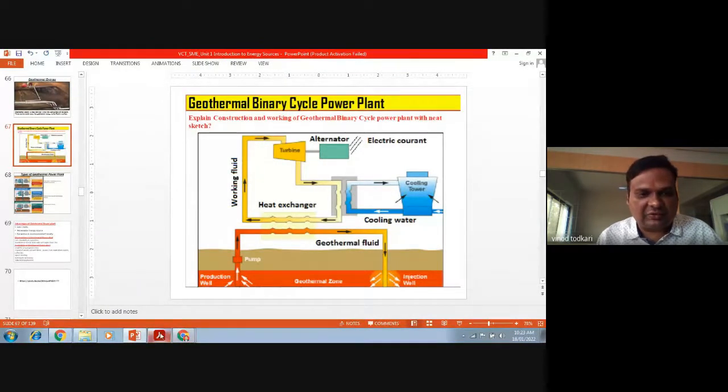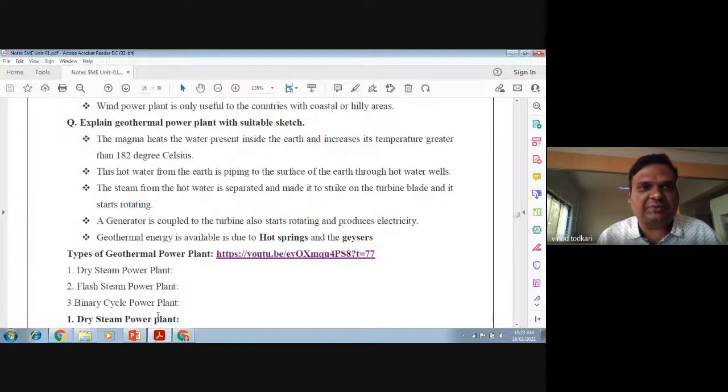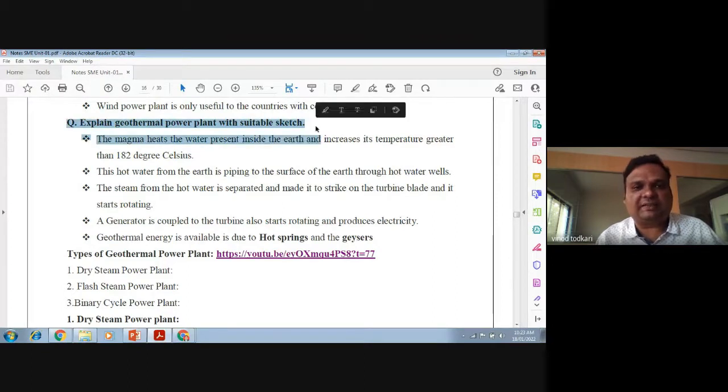I will share the notes so that the concept will be more clear to you. Now see, in your exam, you have to explain the working of a geothermal power plant, right?